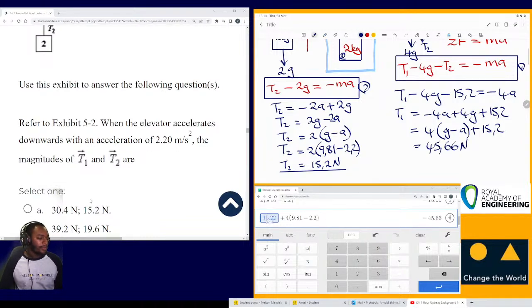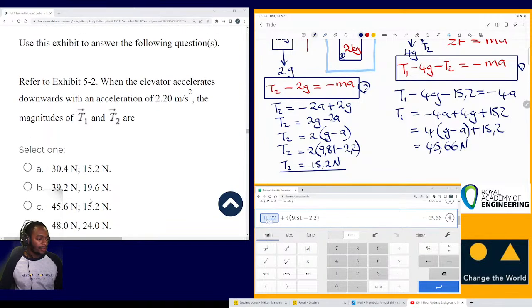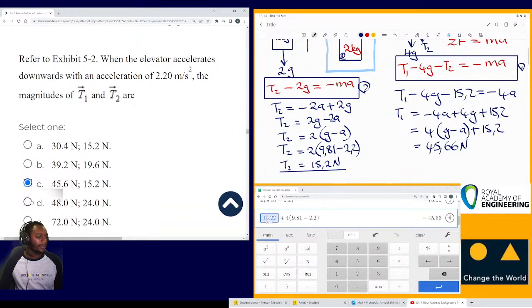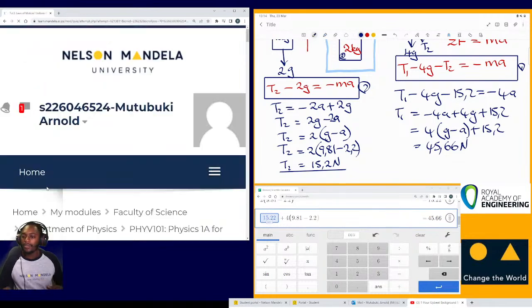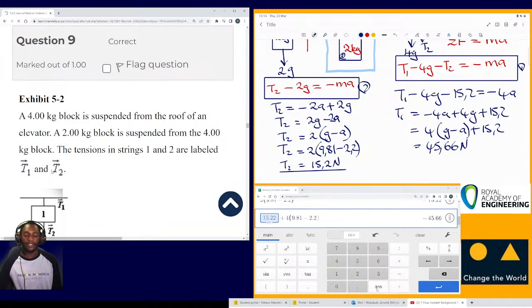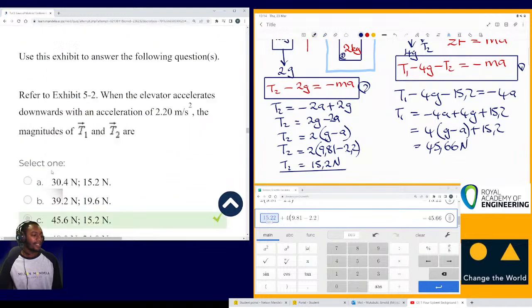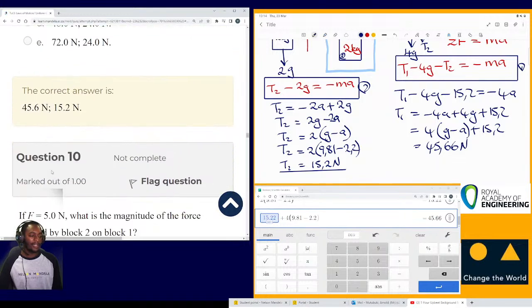Alright, let's see if we have anything close to that. 45.66 we don't have, so we've got 45.6. So our correct answer should be C, right? We agree? Yes, sir. That is what we got. So basically, once you identify the forces, your problem is half solved.